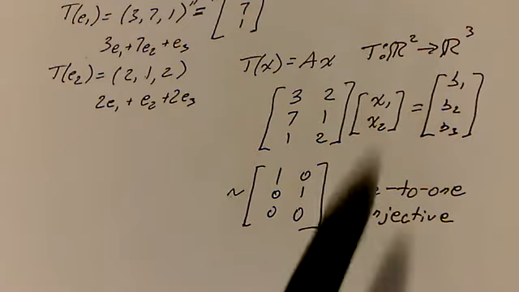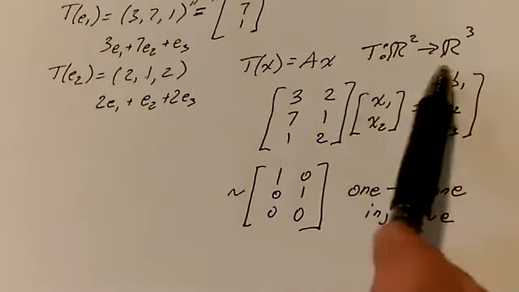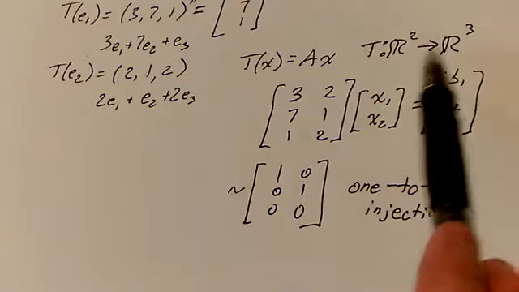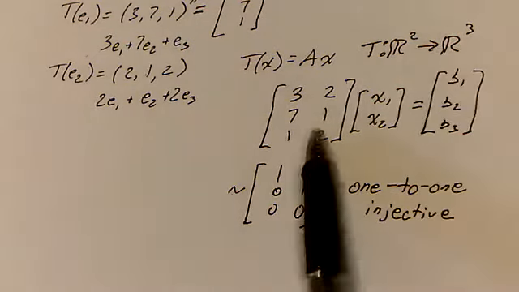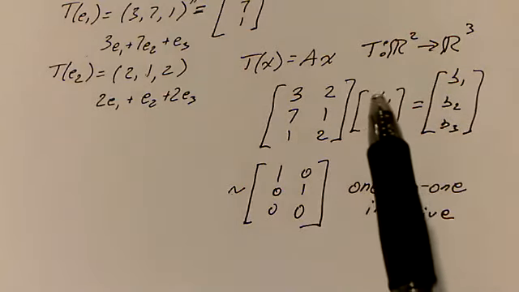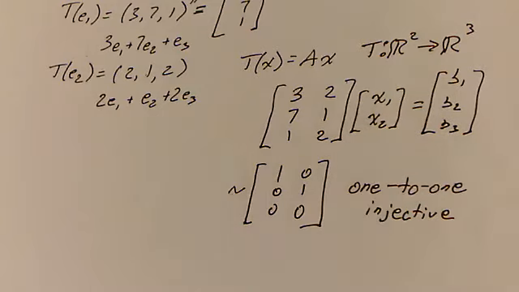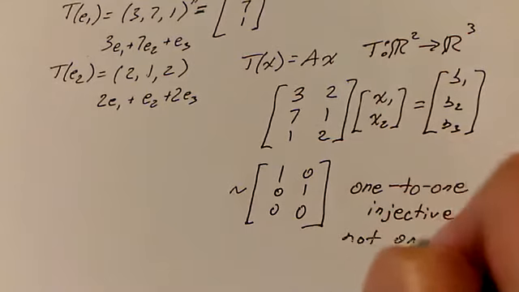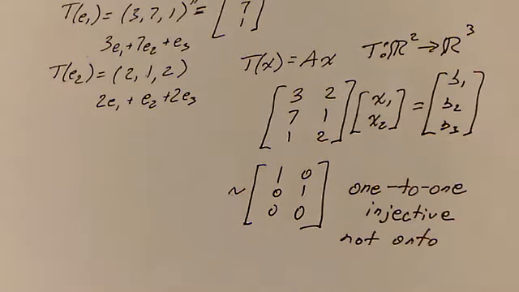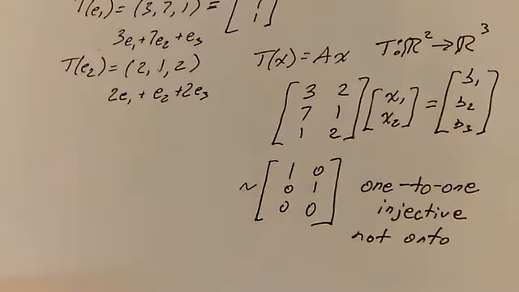Now, we also know that R3 has a lot more spots in it than R2, so that means it can't cover all of R3. So there are plenty of points in R3 that we cannot get to using these two vectors. Okay, you can find plenty of vectors you could put here that would give you an inconsistent system. Okay, so it is 1-to-1, but it is not onto. Okay, but our big takeaway here is that we can write these equations a few different ways, right?